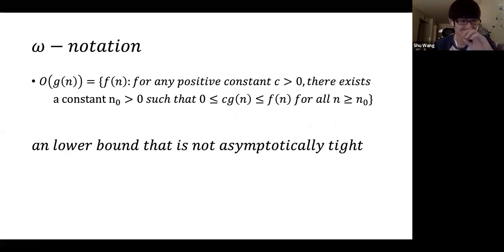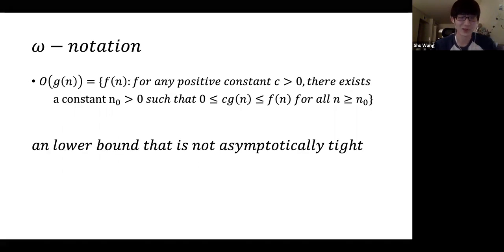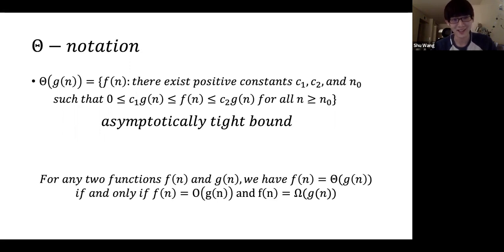Next slide, please. Okay, so this is the last slide. This is the small omega. This notation is used to define a lower bound that is not asymptotically tight. And next slide.